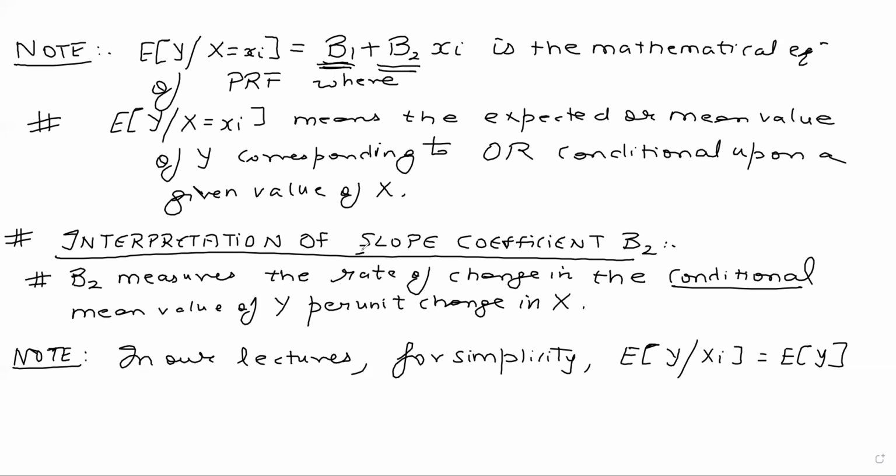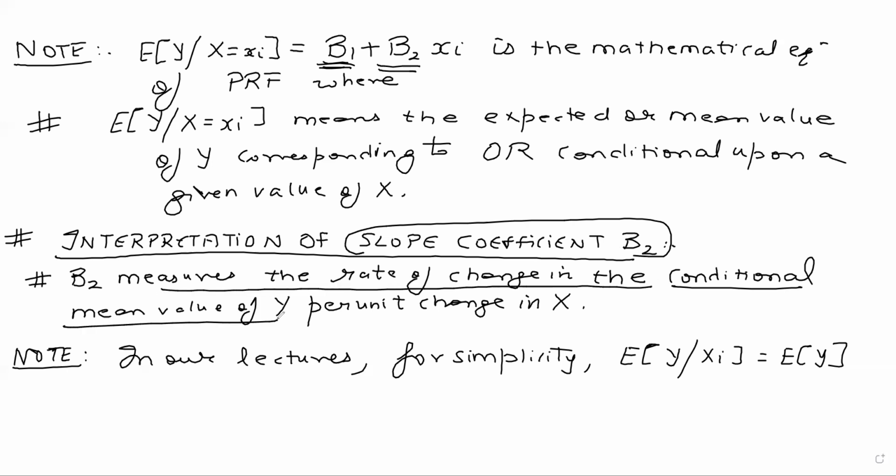How do we interpret the slope coefficient b2? It measures the rate of change in the conditional mean value of y per unit change in the variable x. And for simplicity, in my coming econometrics lectures, I will simply be taking the expected value of y given xi as the expected value of y. So, guys, what we have covered today is the concept of the non-stochastic population regression function. In the next lecture, we will look at the stochastic population regression function, where we will also have the random error term.